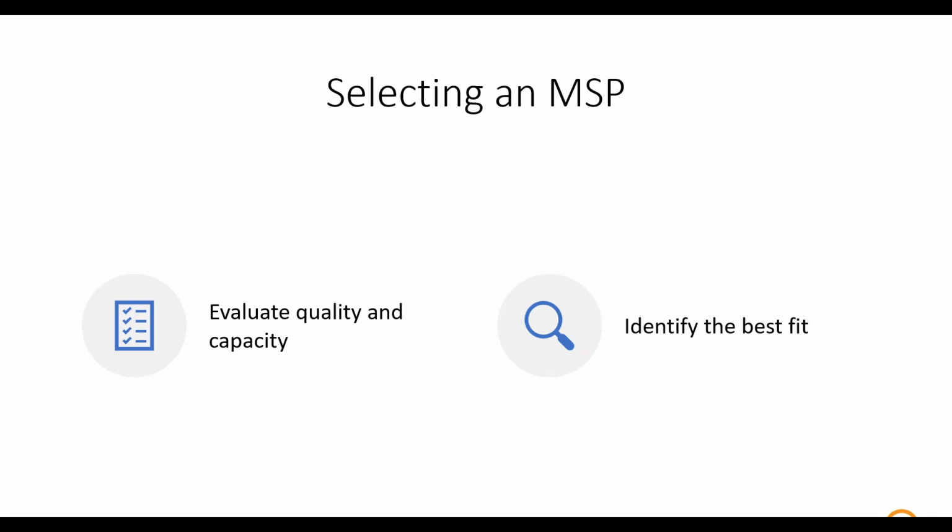So the questions are really intended to accomplish two things. One, they'll help you evaluate the quality and capacity, help you to vet whether or not the MSPs that you're looking at are able to do the work. And secondly, they'll help you to really identify an MSP that's going to be a good fit for your organization. So that's really the goal in the presentation today.